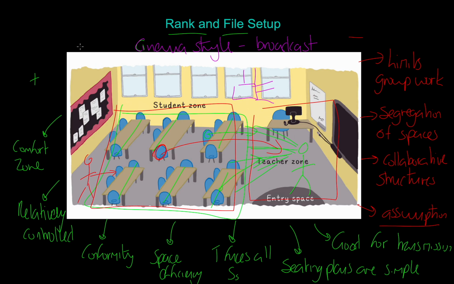It creates a lot of hidden spaces. So if you think that, for example, this block of space here is quite hidden from the teacher, that's quite a secluded spot, and dark things can maybe happen in there. We also find that one-to-one is limited, because of the nature of everybody facing forward. It doesn't really present itself in that kind of classroom.